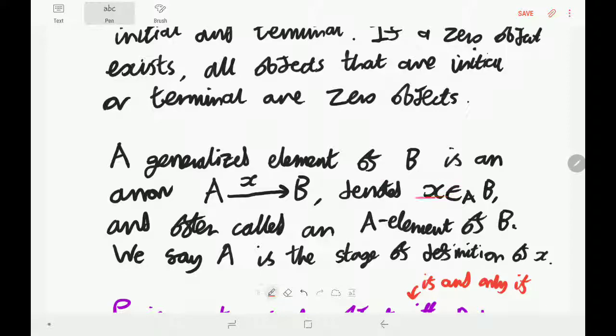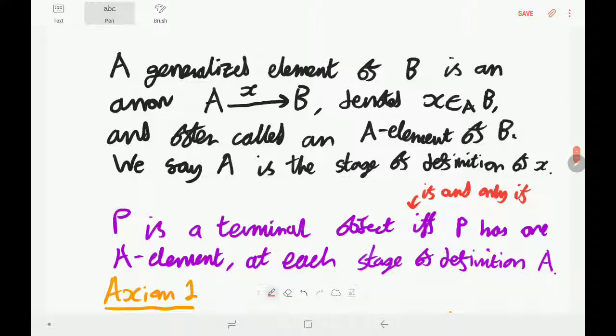So usually we denote a generalized element of B that comes from an object A as something like X subscript A, B. Okay, so that denotes that we have this arrow X from A to B. And sometimes that arrow is called an A element of B. And sometimes we might call A the stage of definition of X. So we might say, for example, there's a generalized element X of B whose stage of definition is A. And that's a fancy way of saying X is an arrow from A to B.